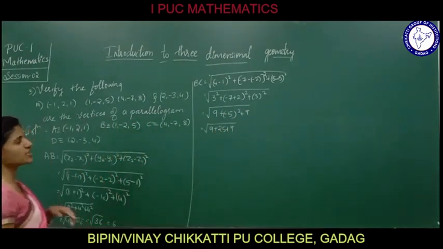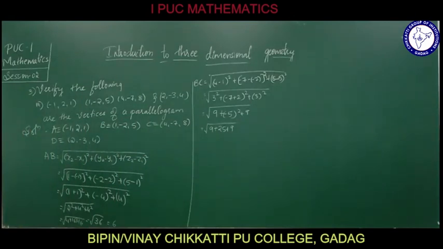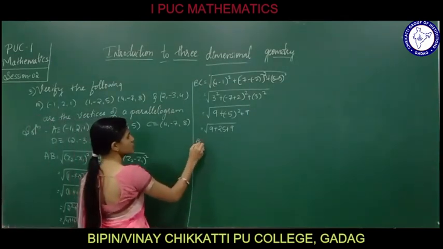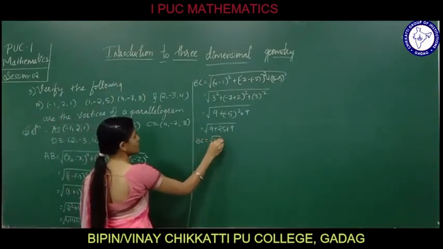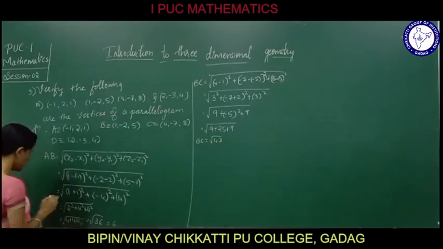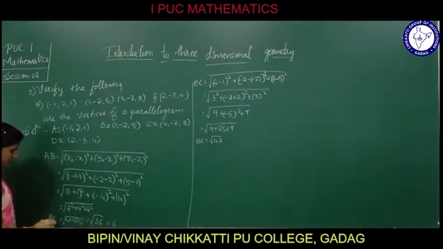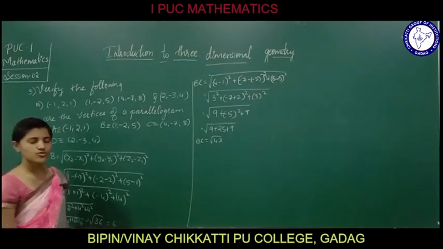How much am I going to get? 9 plus 25 plus 9 is nothing but root of 43. So I got BC is equal to root of 43. I had got AB is equal to 6. I got BC is equal to root of 43.